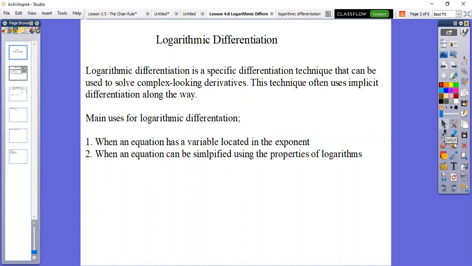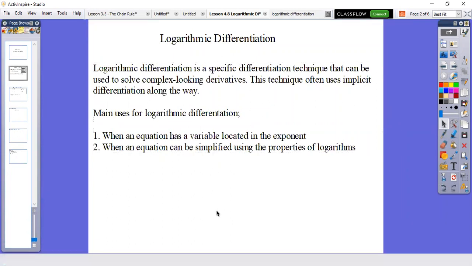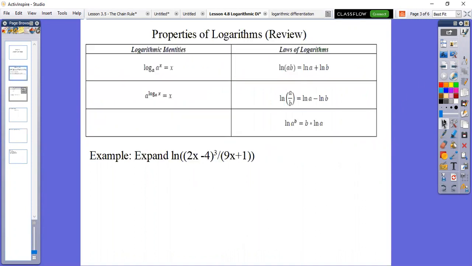So typically we're going to use logarithmic differentiation when we have an equation that has a variable located in the exponent, or if we have some kind of equation that can be simplified using the properties of logarithms. So we're going to take a look at some ways we can do this, but first we want to quickly review the properties of logarithms.